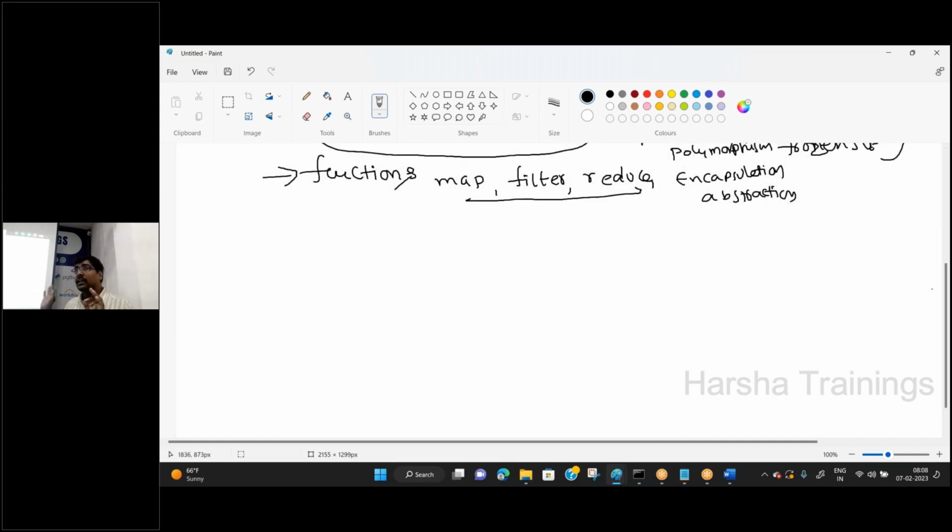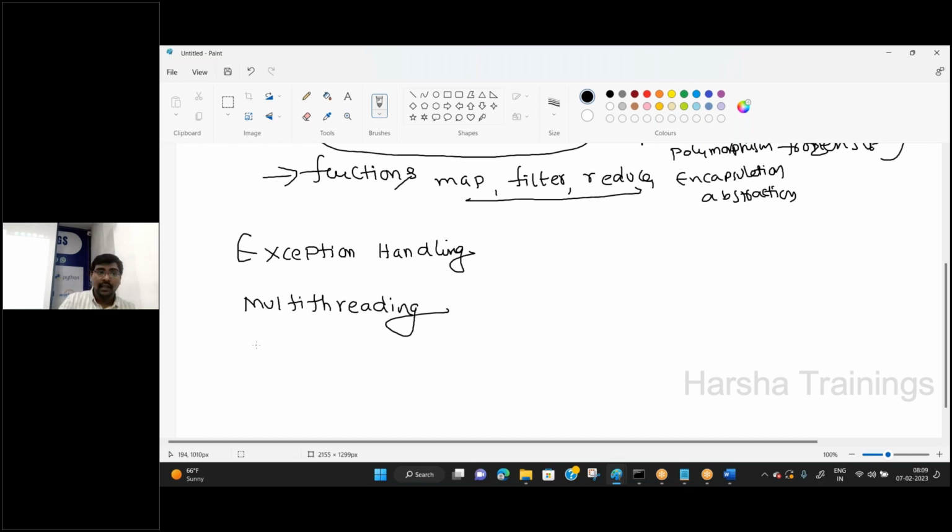Along with that, what are the additional contents? The first important thing is exception handling. Along with exception handling, other things we discuss are multi-threading and network programming. Not only the basics of Python; you should assume that the course fee covers this. We discuss not only the basics of Python.